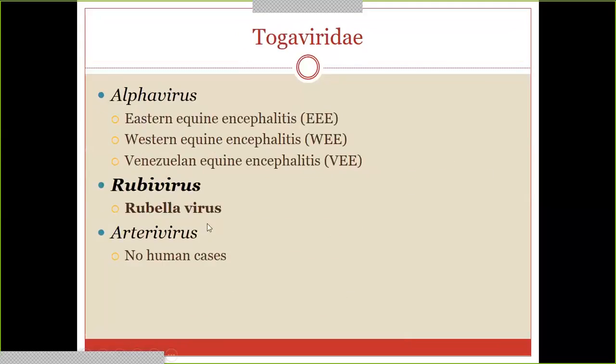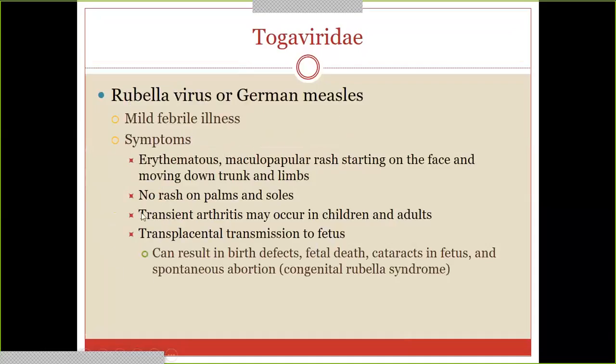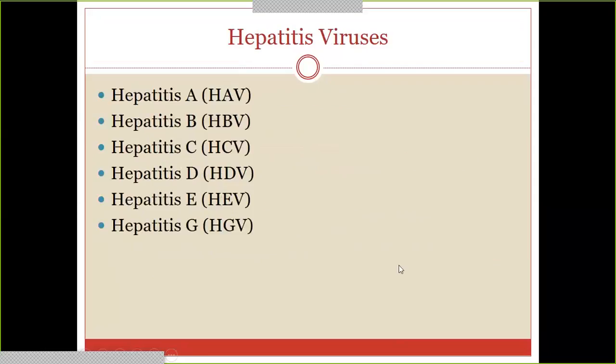Togaviridae consists of the rubella virus. I don't care about the other ones. Rubella is your German measles. So again, a nice rash all over, some arthritis that could be seen, and a big one with congenital disease. It's very harmful to the baby.